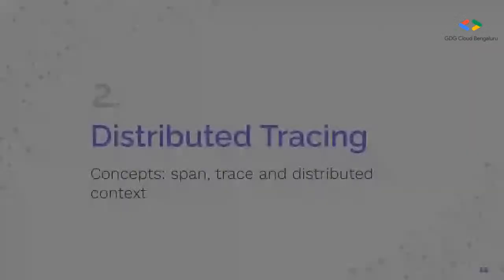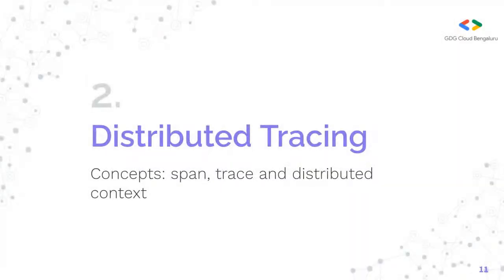So let's have a look more deeply into distributed tracing. There are basically three concepts: two data structures and one broader concept. The data structures are the span and the trace. And then there is distributed context, which I will explain in a bit.